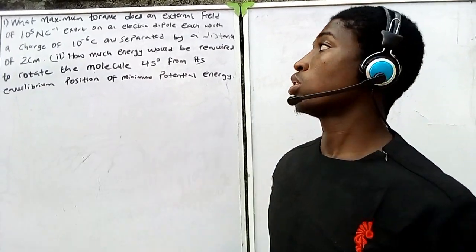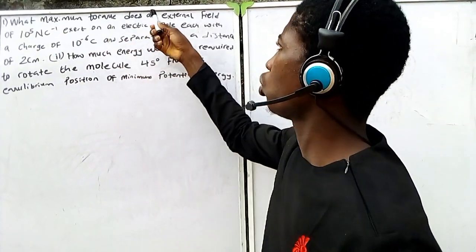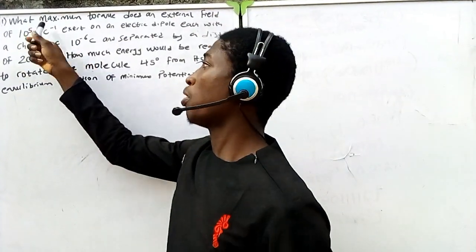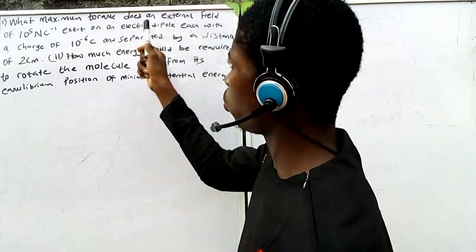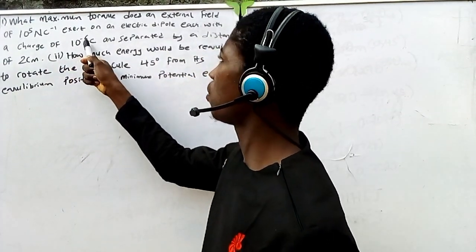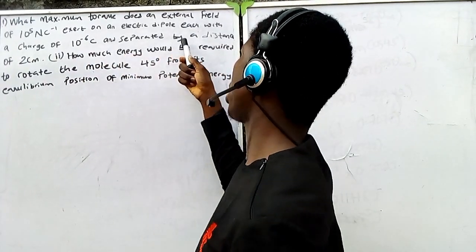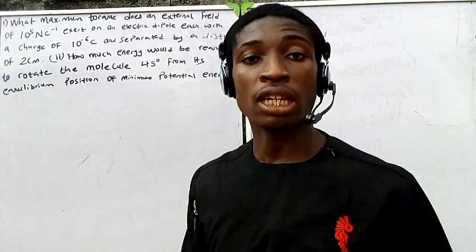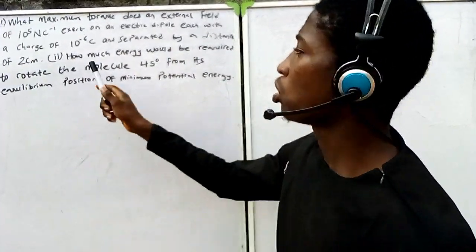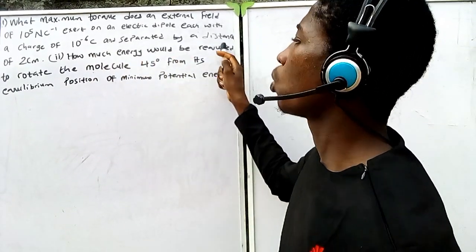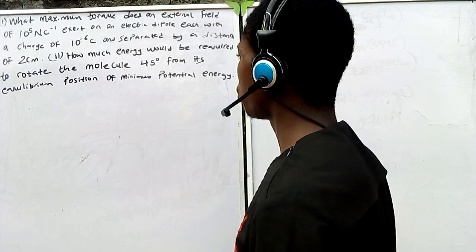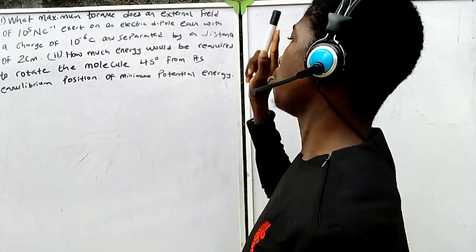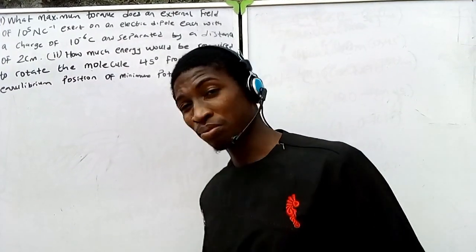The question says, what maximum torque does an external field of 10 to the power of 5 Newton per coulomb exert on an electric dipole, each with a charge of 10 to the power of negative 6 coulomb and separated by a distance of 2 centimeters? So that's the first question. Now the second question is, how much energy would be required to rotate the molecule 45 degrees from its equilibrium position of minimum potential energy?